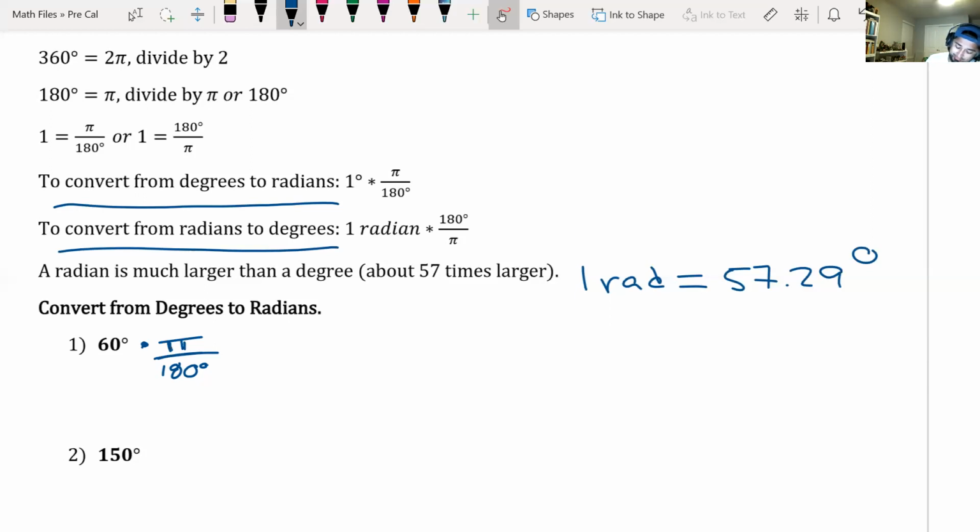We need to get there first. So when we get there, like I said, take it easy today. All we're doing is converting. We're learning about angles, degrees, and radians. So let's just do this.